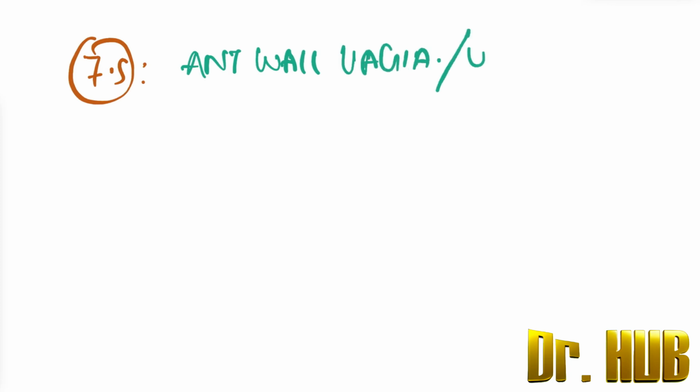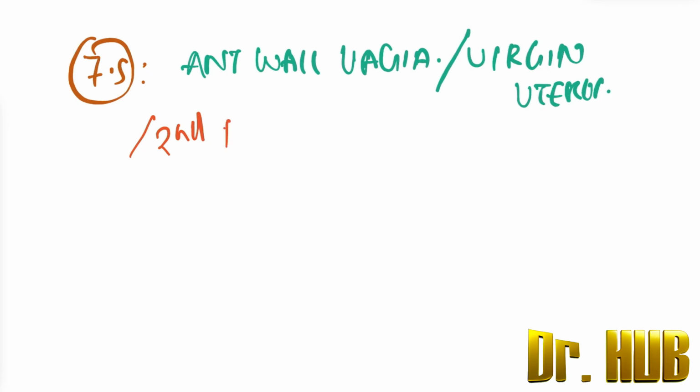In 7.5 centimeters, there is the anterior wall of the vagina. Next is the virgin uterus. Next is the second part of the duodenum. And also the presence of the bile duct.